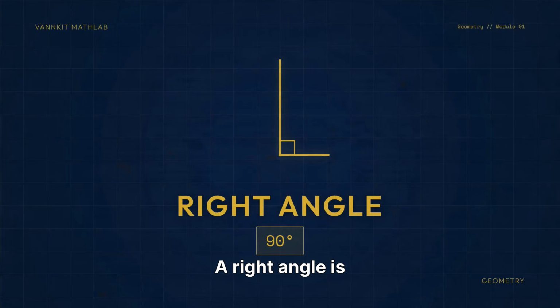A right angle is a perfect corner, measuring exactly 90 degrees. It's the building block of almost every structure we see. You'll find them in window frames and book corners. They are the standard for balance in geometry and in real life.